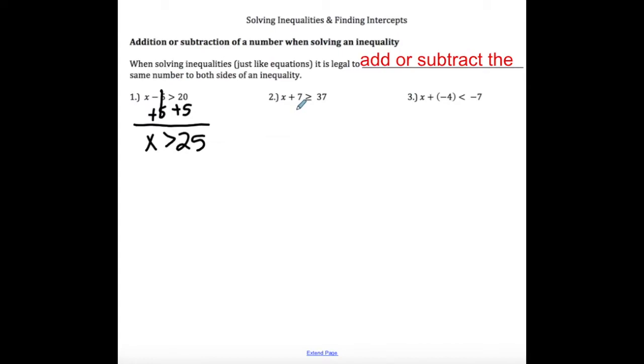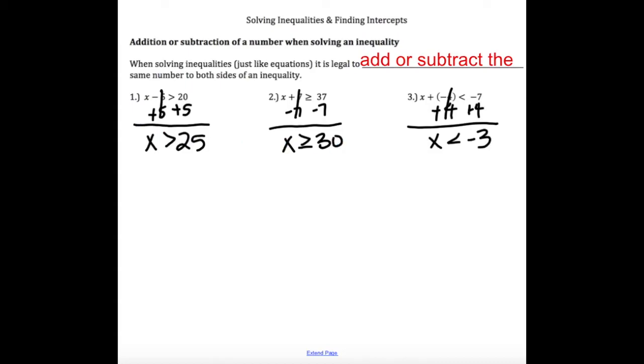To complete number 2, we have x plus 7 is greater than 37. Let's subtract 7 on both sides, and x is greater than or equal to 30. So as long as x is greater than or equal to 30, it would satisfy this inequality. On number 3, we are adding a negative 4, and so the opposite of a negative 4 is plus 4. And so we're going to add 4 to both sides. Cancels. x is now less than negative 7 and 4, which would leave us with a value of negative 3.